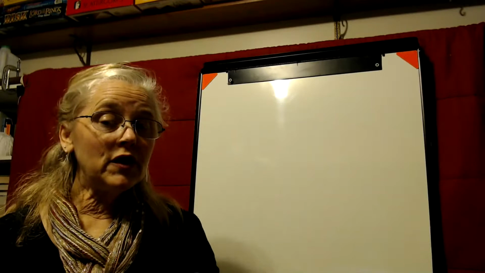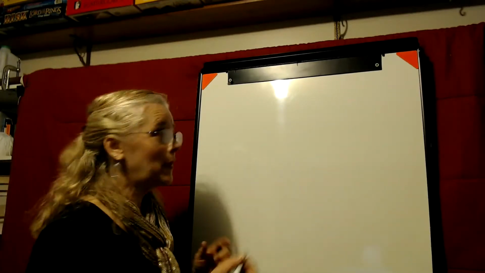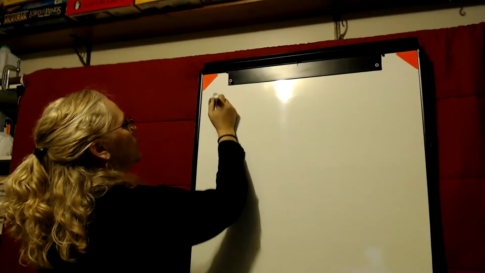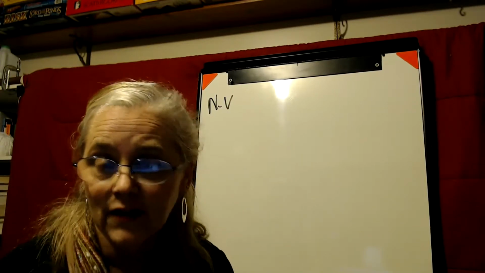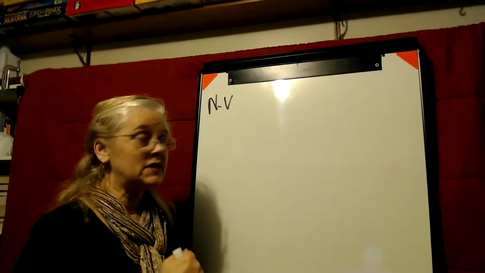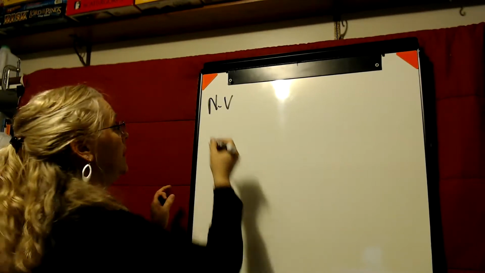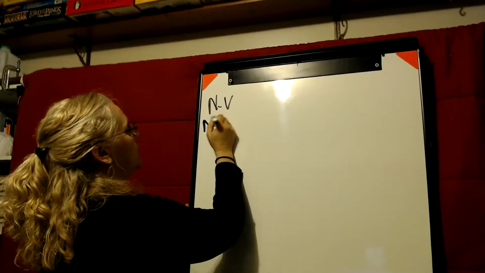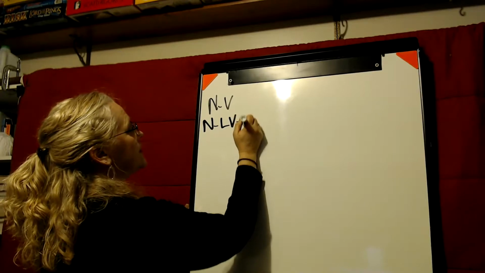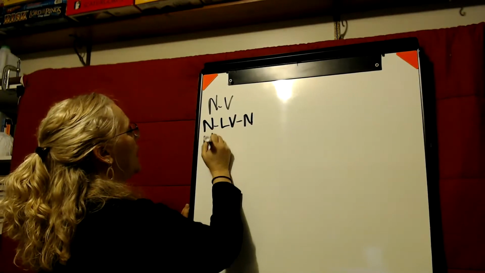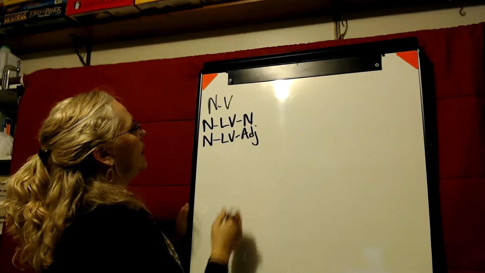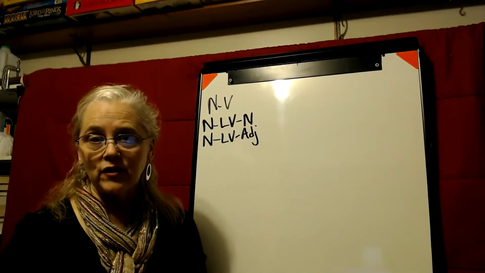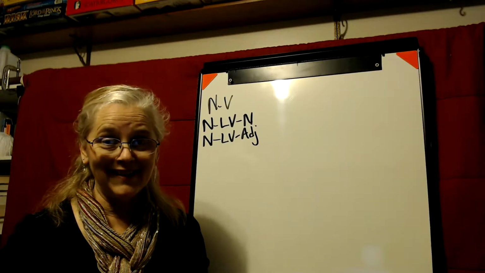So we've covered some sentence patterns. We covered the noun, verb, the simple two-word sentence: Jack ran, bunny hopped, horse jumped. And we looked at noun linking verb sentences, either with a noun or noun linking verb adjective. And these are 3 sentence patterns that we've covered already.